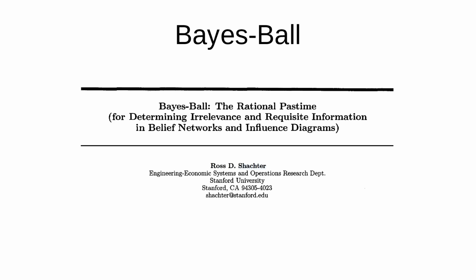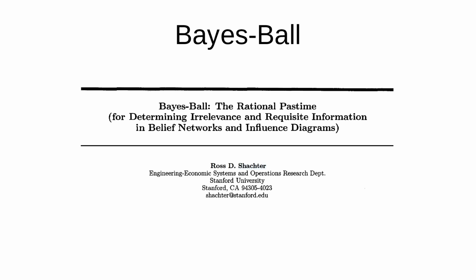The paper I will introduce is Bayes-Ball: The Rational Pastime. This paper introduces the Bayes-Ball algorithm, which provides a simpler and more efficient way to identify conditional irrelevance and requisite information compared to existing methods.